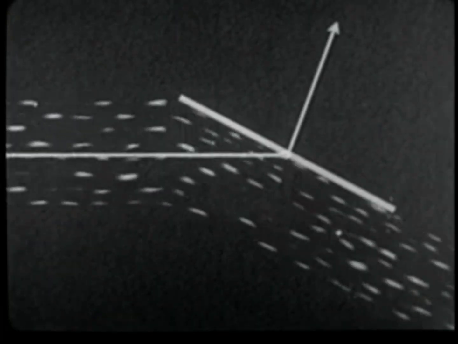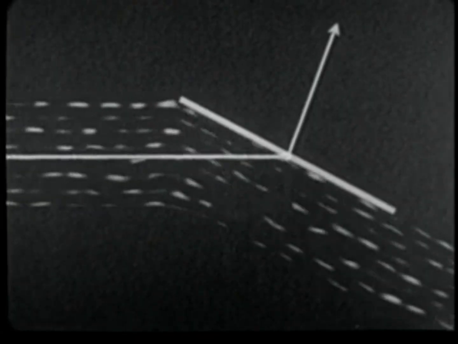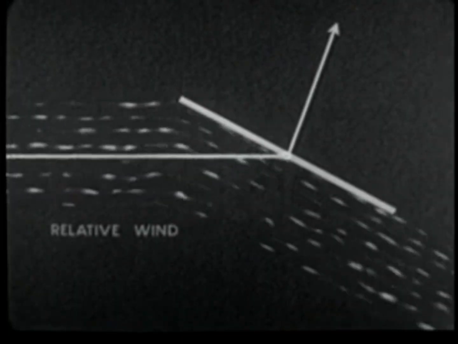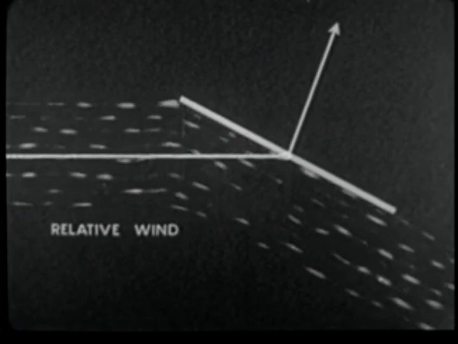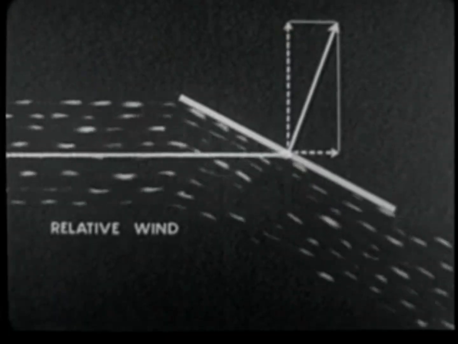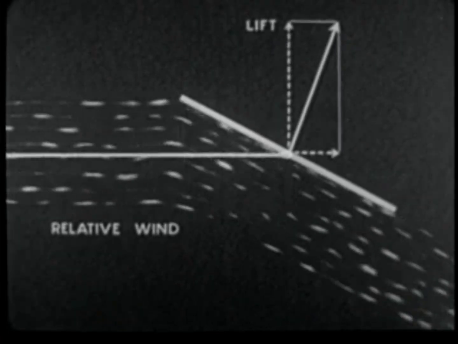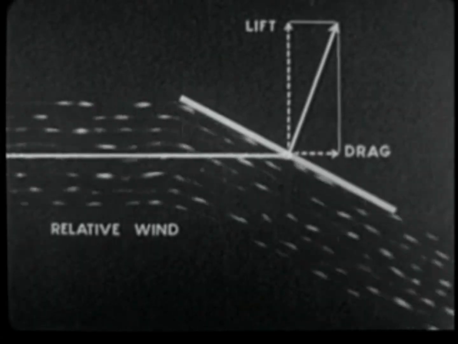An airstream flowing past a flat plate exerts upon it a force whose direction depends upon the angle between the plane of the plate and the direction of airflow. This force may be analyzed into component forces, which are called lift and drag. Lift acts at right angles to the relative wind, and drag acts parallel to the relative wind.